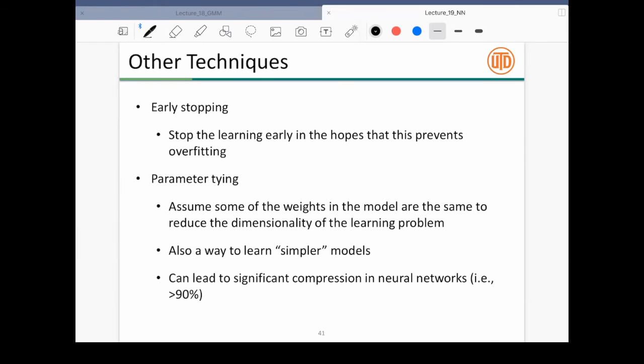Okay. So some other techniques are early stopping. You will hear this a lot in the deep learning community. It is again a very simple idea. The idea here is that we stop learning early, so that we can prevent overfitting. And a lot of this is done by looking at the validation set error, and then we decide if we want to stop learning or not.